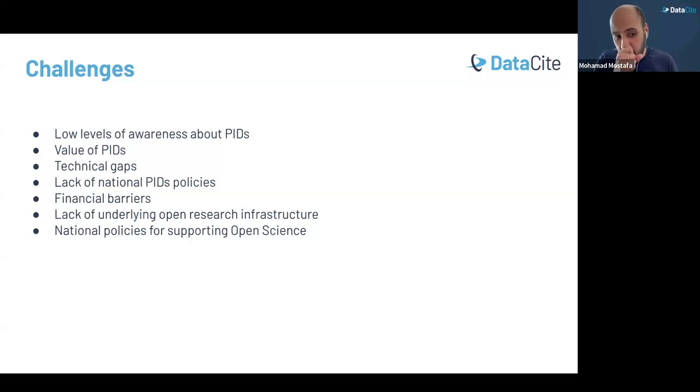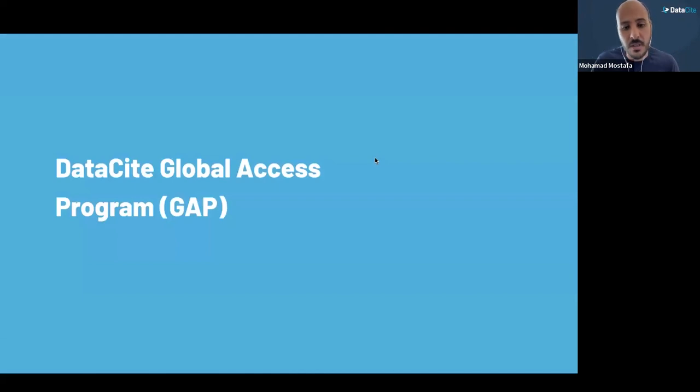At some communities also, we have a lack of underlying open research infrastructure. And overall, and I think you may agree with me, let me know in the Q&A box your views on this, there is also a lack of national open science policies across specific countries, like a national open science policy for a whole country. We are not seeing this in the Arab world and the MENA region in general yet.